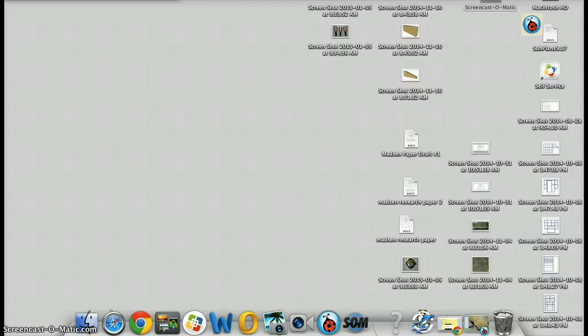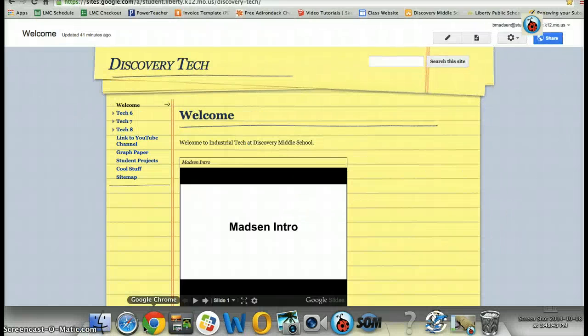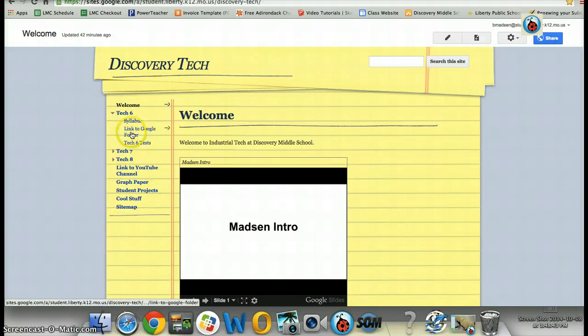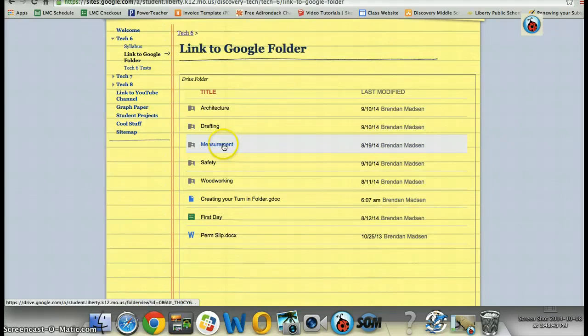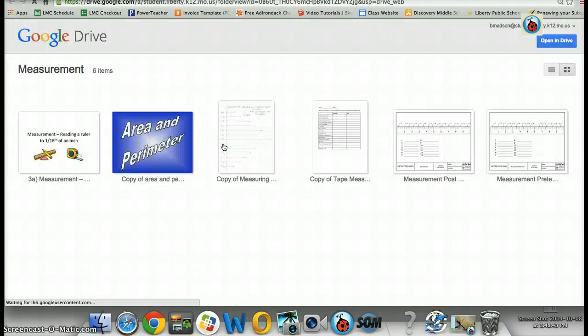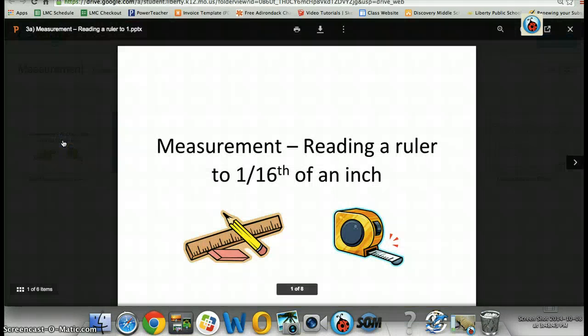All right, we're going to talk about measurement today. You'll need to go to the class website, and this lesson is for all the classes, so go to whichever one you are. I'm going to go into the Text 6 Google folder, measurement, and I'm going to be talking through this lesson.